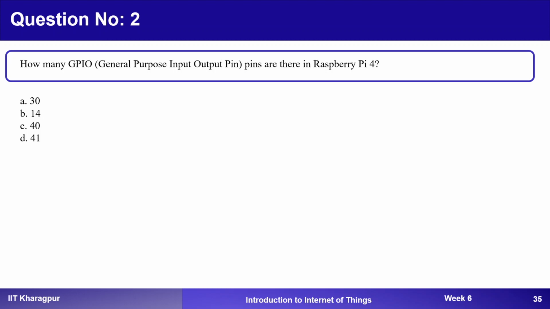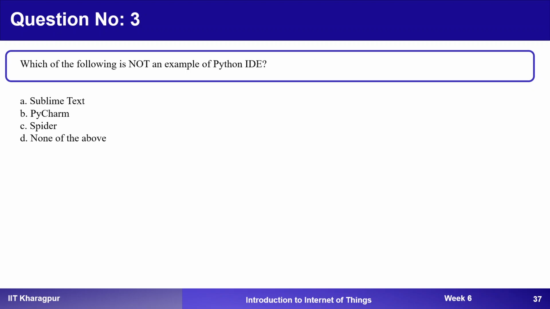Next one is, which of the following is not an example of Python IDE? Options are Sublime Text... Option A, ma'am. Sublime Text. You cannot use Sublime Text for your Python. Check the option once again. No, the correct option is option C, because it is Spyder, SPY, not SPI. Yeah, okay, ma'am.